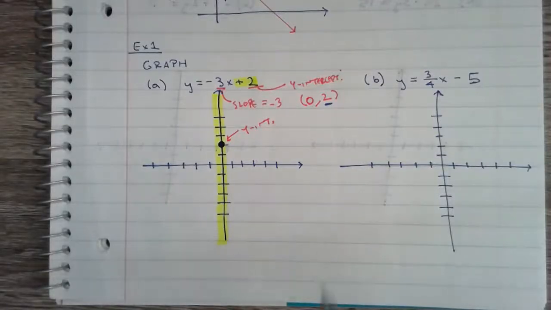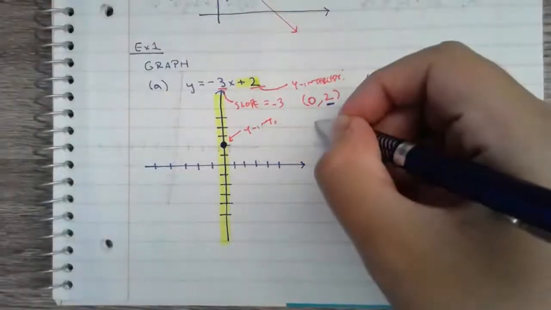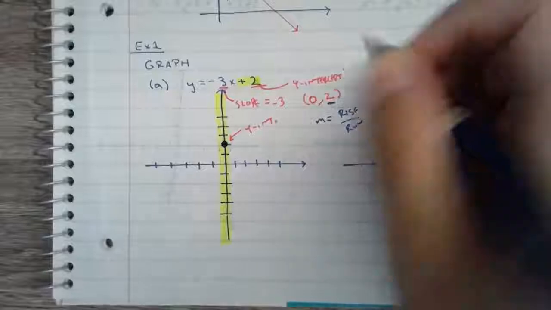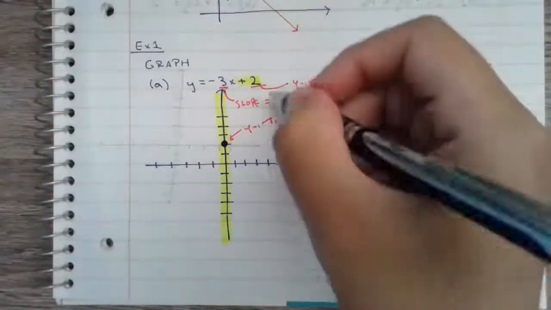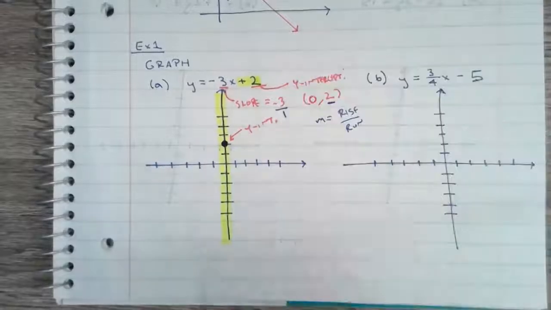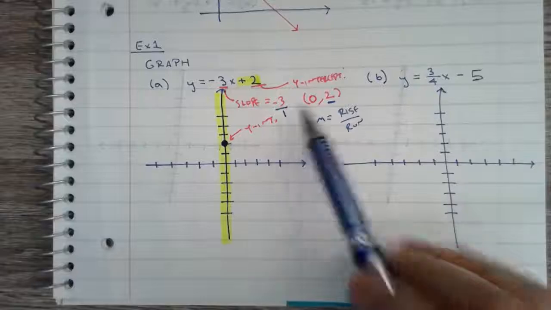Then from there, your slope is negative 3. But remember, slope is rise over run, which means you have to have it as a fraction. Whenever you have a negative 3, or just a whole number, put it over 1. Then we're going to go down 3 and then right 1.